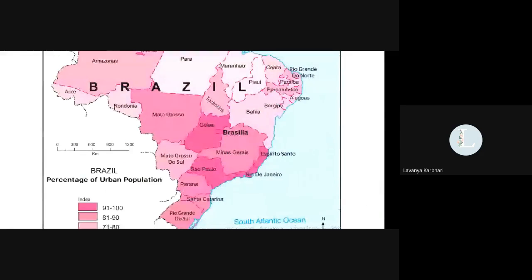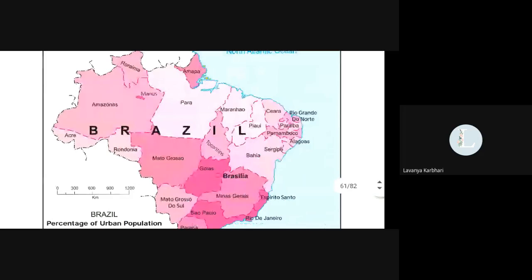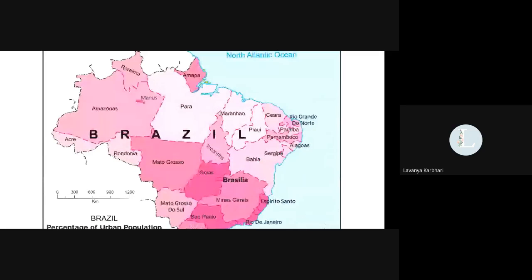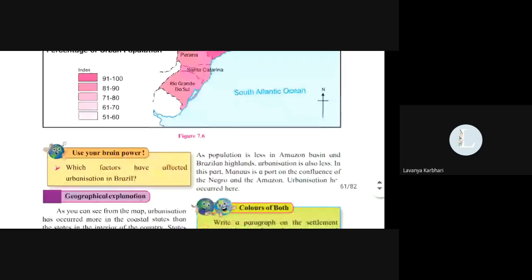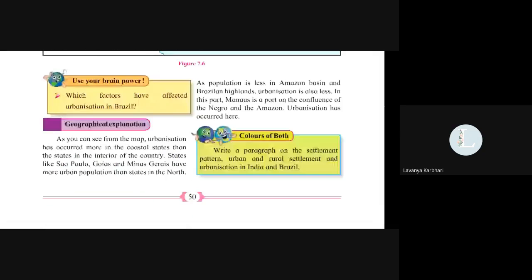So these are highly urbanized states. Okay, these are highly urbanized states. But if you go to the north, then there is very less urbanization. As population is very less in the Amazon basin and Brazilian highlands, urbanization is also less. Okay, it's obvious, it is natural that if there is very hilly land, mountainous region, high region there, human settlements cannot survive there. That's why the urbanization is also very less there.